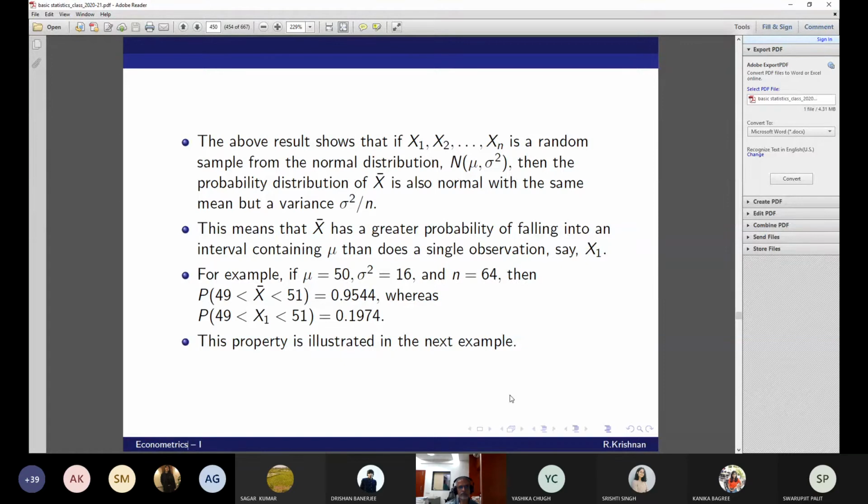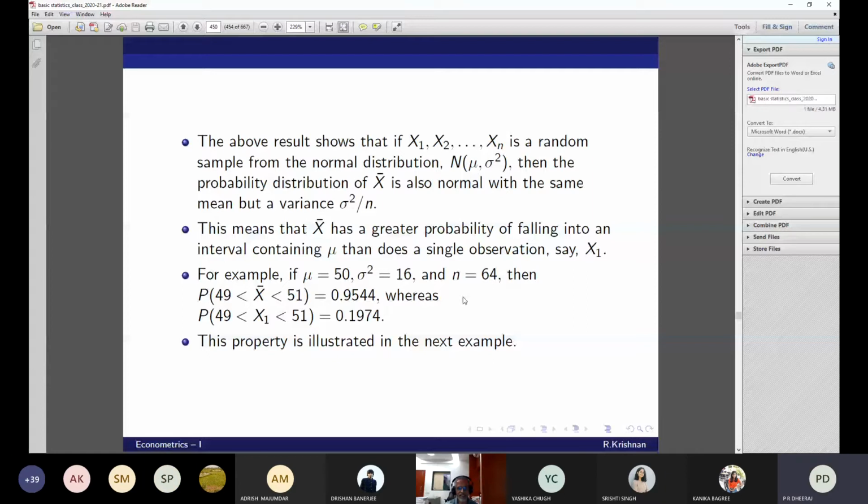So X bar is an approximate of the mu. Oh, no, that's not what I'm saying. Concentrate on X bar and X1. See the probability of X bar and see the probability of X1. What is the difference? What makes the probability so high for X bar? X bar's spread has reduced. This is a simple property that I'm driving at, which is so standard in statistics and econometrics.